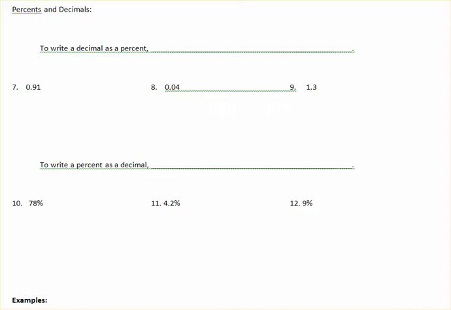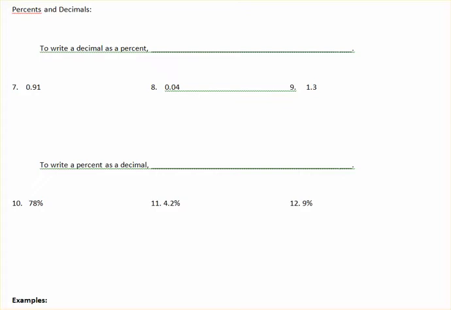So for the second part of this lesson, 6.1, we're going to look at percents and decimals. Now, all of these numbers are equivalent, the fraction, the decimal, and the percent. They're just a different way to express the same value. Sometimes it's easier to use a fraction. Sometimes it's better to use a decimal. Sometimes it's more convenient to use a percent. And we will discuss those ways in class.